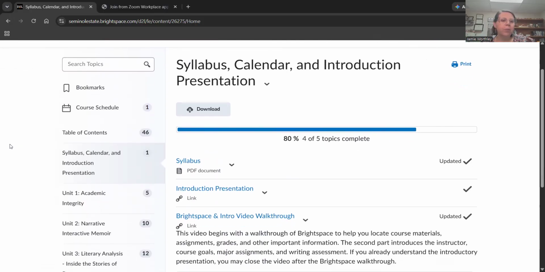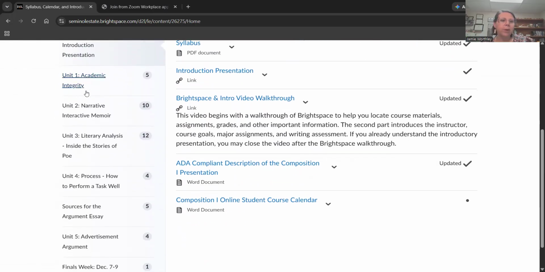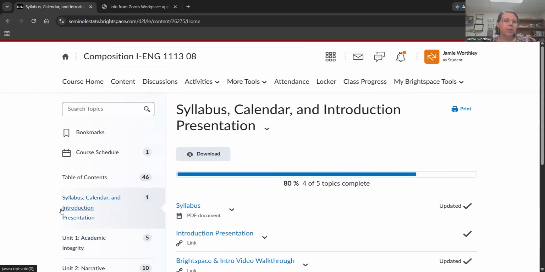If you notice, we're broken into different units. Here's unit one, that's academic integrity. That's going to be the first two weeks. Then we're going to go into a narrative unit, a literary analysis unit, a how-to unit, and then an advertisement unit. And we've got sources right above it. I'm going to put it below it. And then we have our finals week. Our start here is way at the bottom. Let me make sure I move that up, so you don't have to start at the bottom.